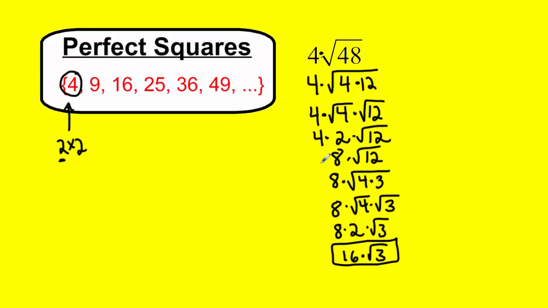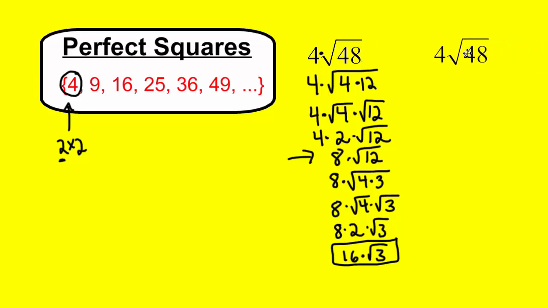Now, if you haven't noticed, I had to repeat the process of simplifying. Once I got to this point, when I asked myself, do any perfect squares go into 12? Well, there was another perfect square, which was 4 in this case, that went into 12. If that ever happens to you, where you have to repeat the simplifying process, that means you did not pick the biggest perfect square that goes into 48.